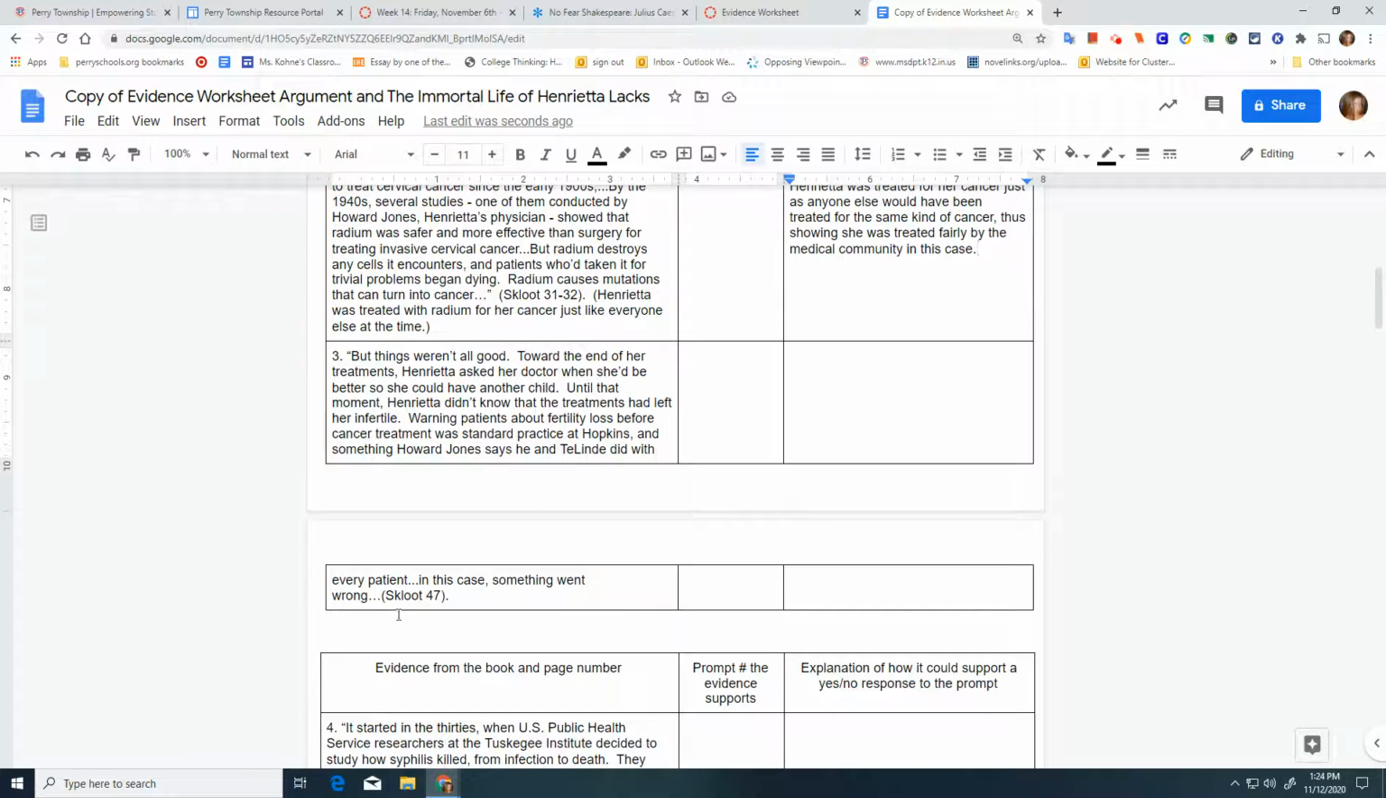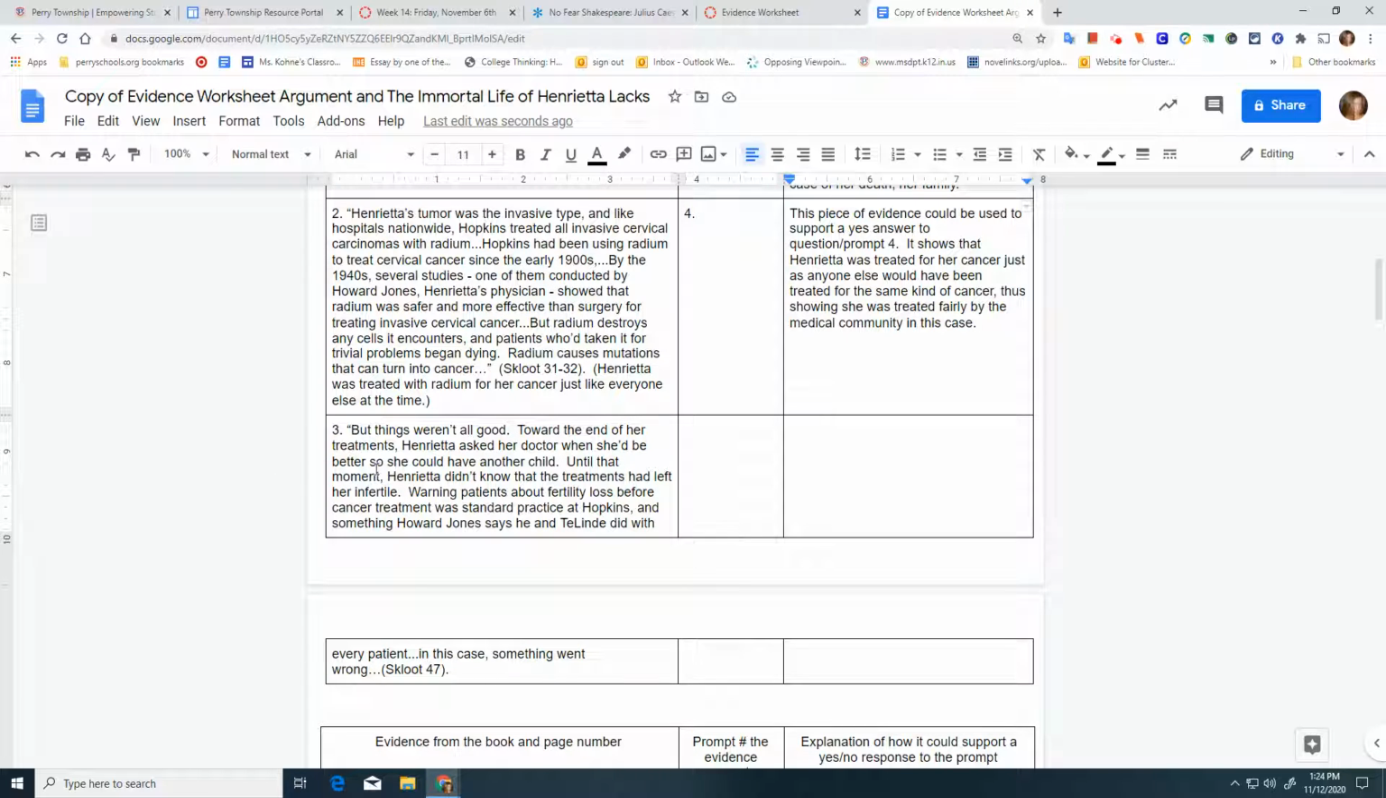All right, on the flip side, things weren't all good. Toward the end of her treatments, Henrietta asked her doctor when she'd be better so she could have another child. Until that moment, Henrietta didn't know that the treatments had left her infertile. Warning patients about fertility loss before cancer treatment was standard practice at Hopkins, and something Howard Jones said he and Lynn did with every patient. In this case, something went wrong. Looks like this piece of evidence would support the opposite answer to question 4.